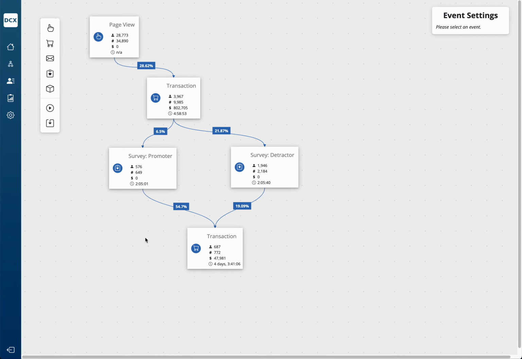And so a really key part here is how do we ultimately drive more promoters, but what's wonderful is we could actually quantify now the impact on revenue and the impact on long-term loyalty that the Net Promoter Score survey and promoters versus detractors actually have. So these are some examples of the use cases that we can address via DataCX.